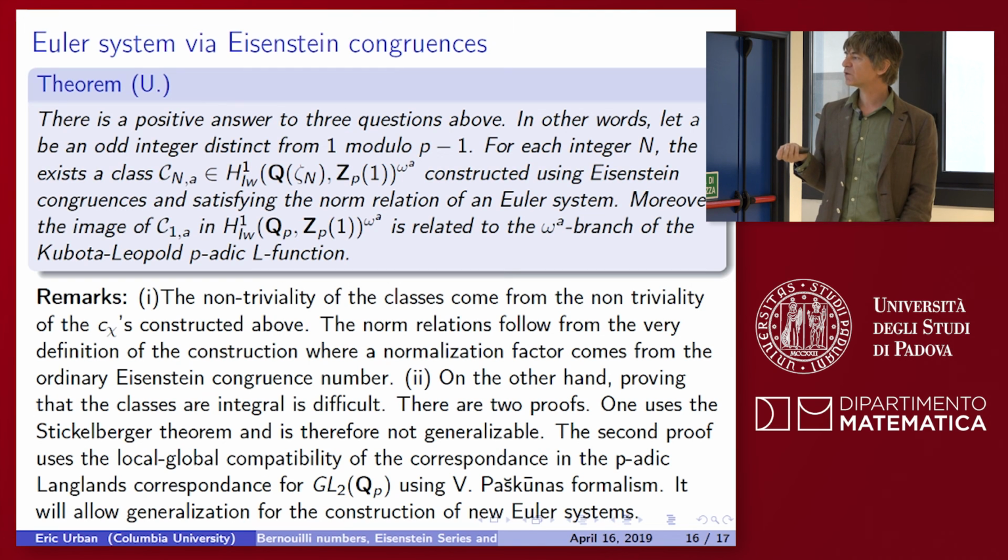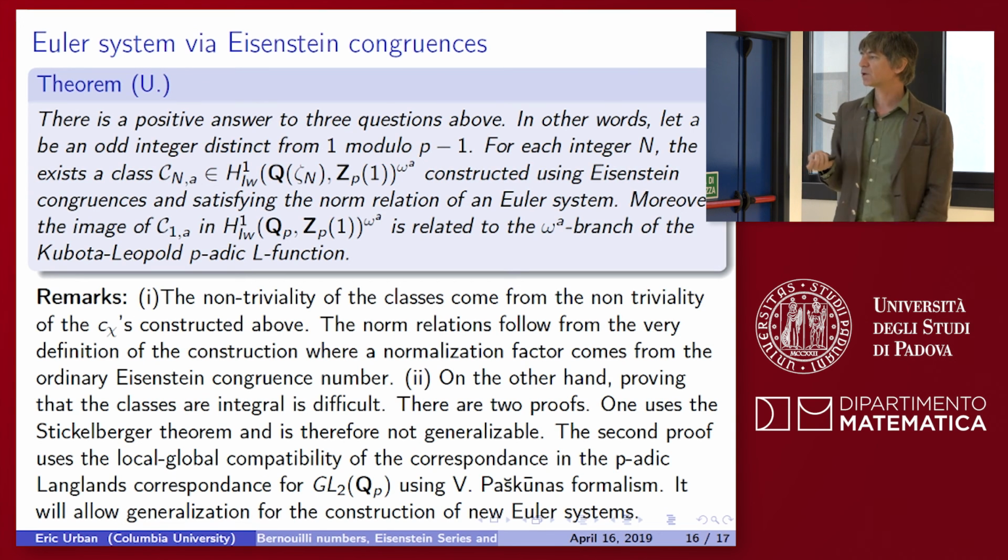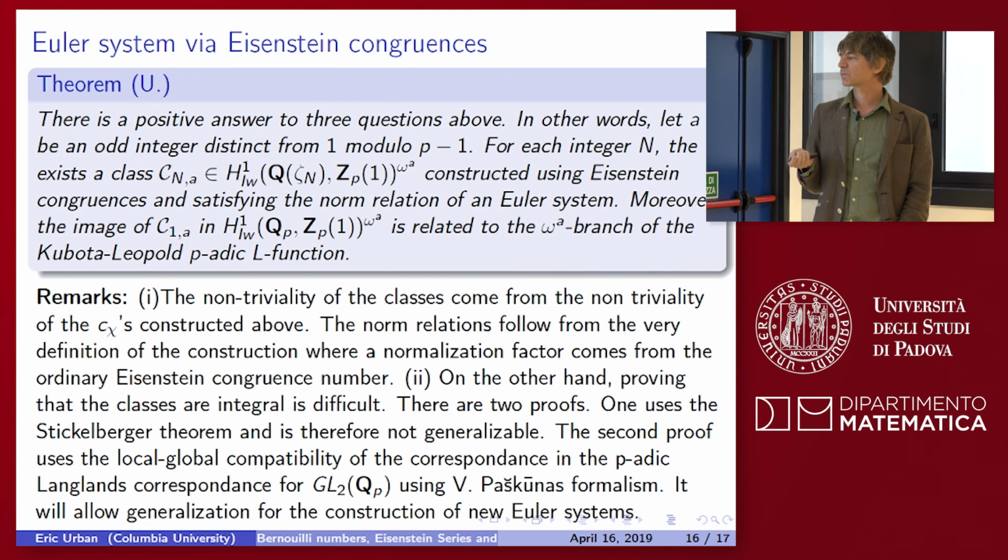And so there is another proof that uses the local-global compatibility of the p-adic Langlands correspondence for GL2(Qp), and Paškūnas's formalism of blocks for those representations. The interest of this second proof is that it allows generalization to construct new Euler systems. And so I hope to get new Euler systems in the future using this method.